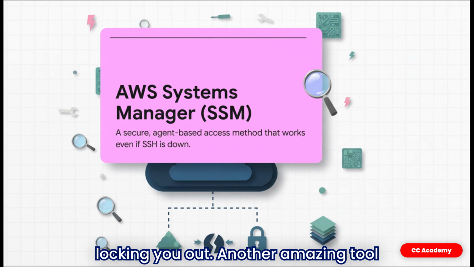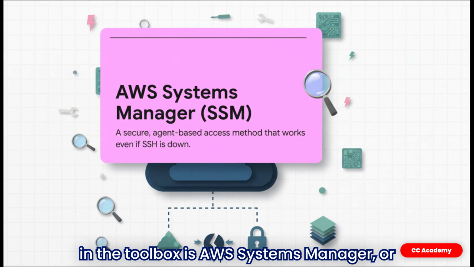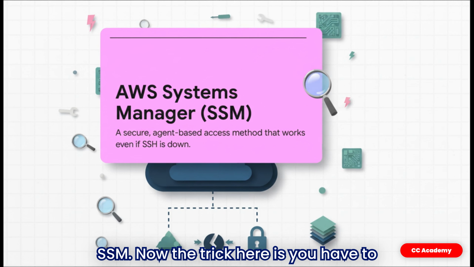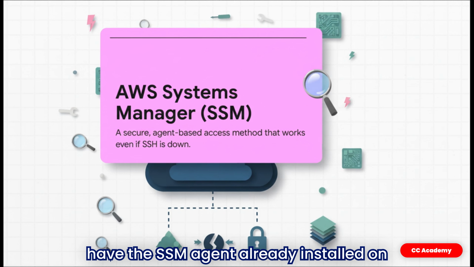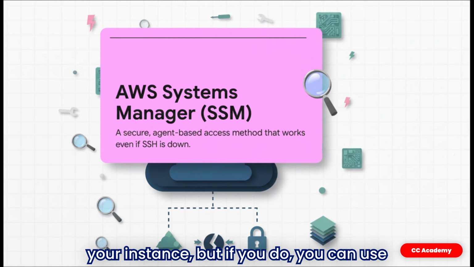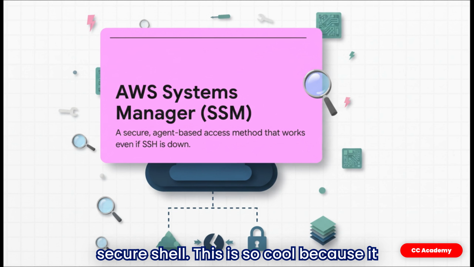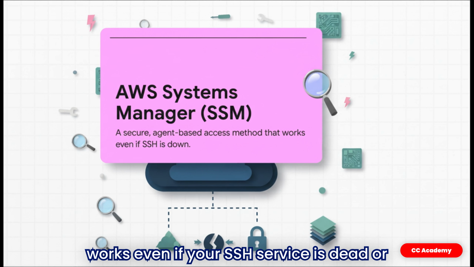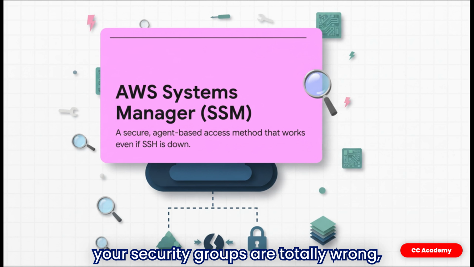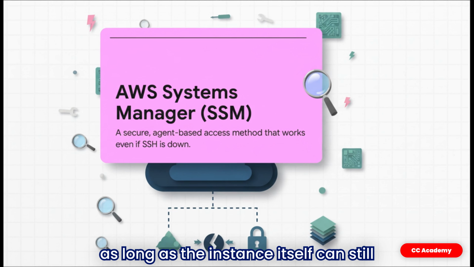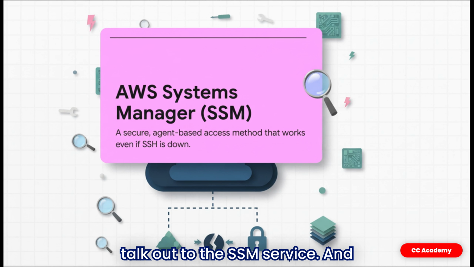Another amazing tool in the toolbox is AWS Systems Manager, or SSM. Now, the trick here is you have to have the SSM agent already installed on your instance, but if you do, you can use what's called Session Manager to get a secure shell. This is so cool because it works even if your SSH service is dead or your security groups are totally wrong, as long as the instance itself can still talk out to the SSM service.